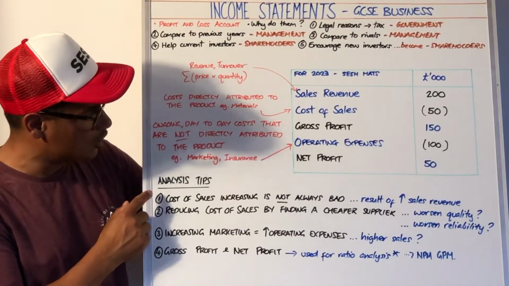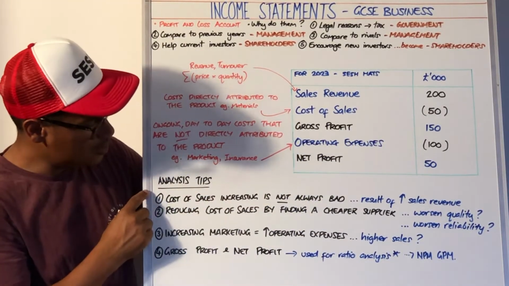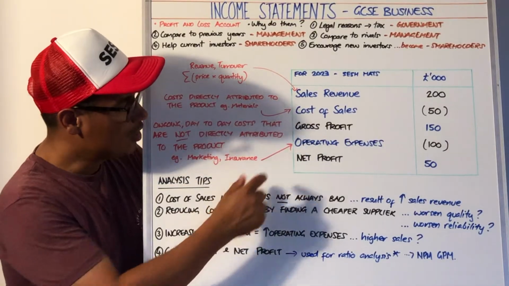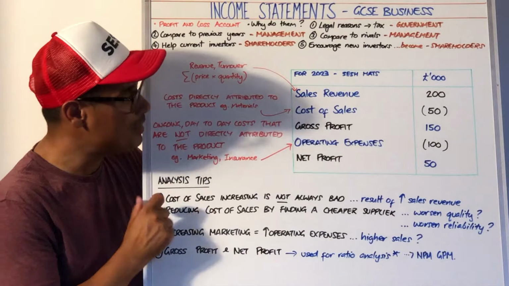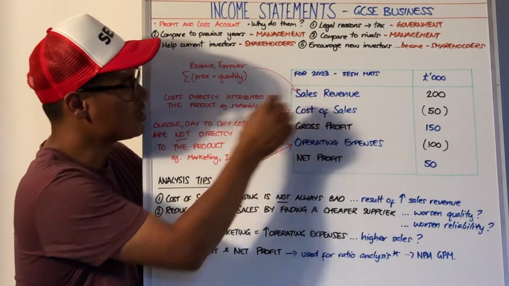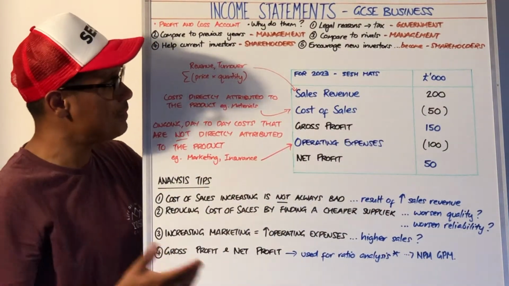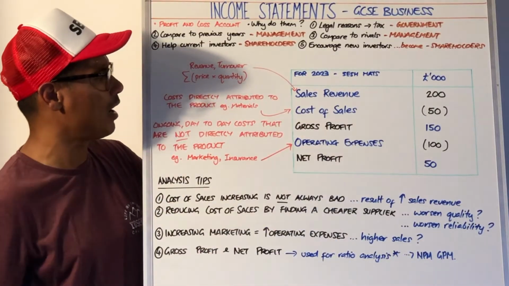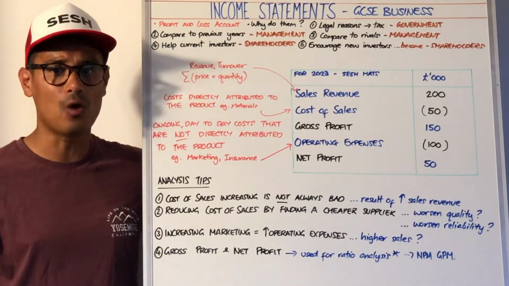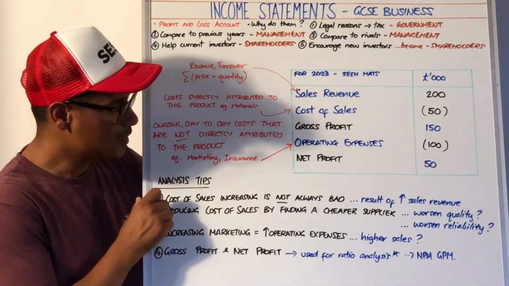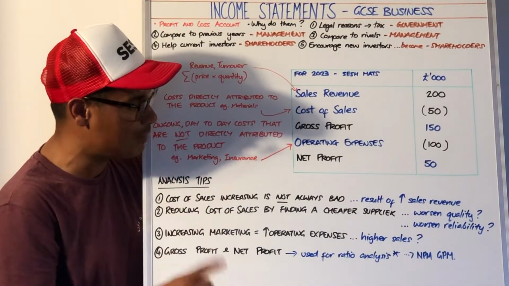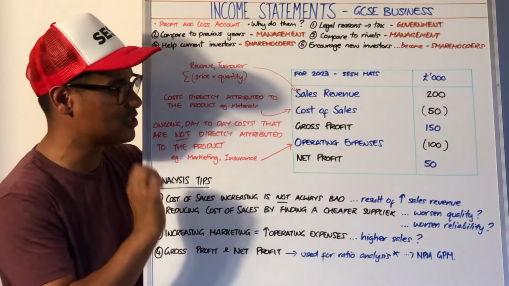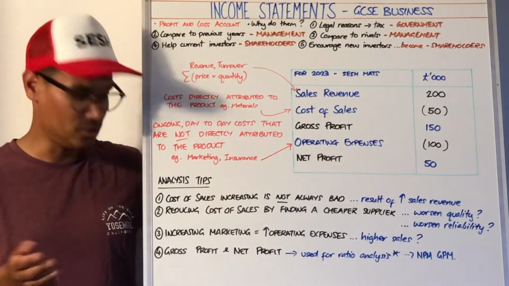So number 1 is the cost of sales we're talking about here. So the cost of sales increasing is not always a bad thing. It's something to watch out for. It's not always a bad thing, because if sales revenue is going up, so in this case you're selling more hats, then it would be expected that the cost of sales would go up because you'd need to be making more hats, producing more hats. So always watch out for that. So cost of sales increasing is not necessarily always bad, because it could be a result of sales revenue increasing.